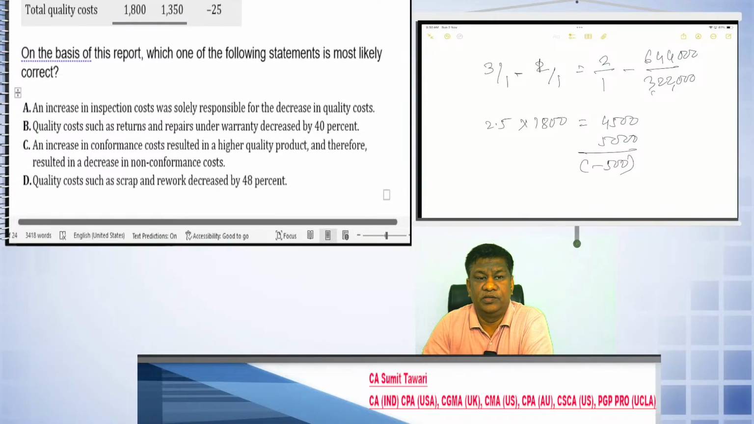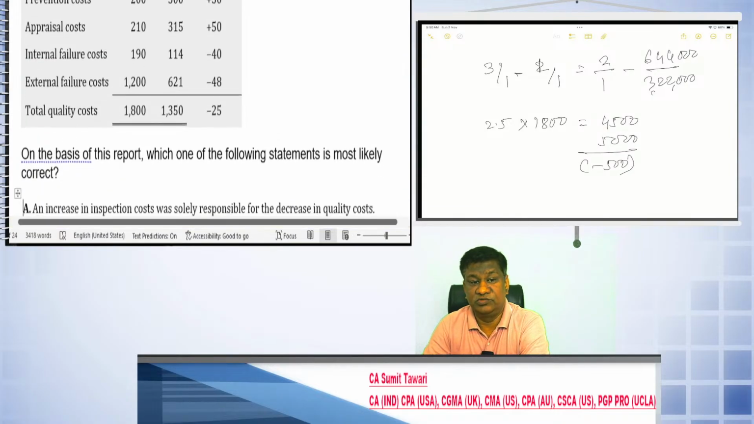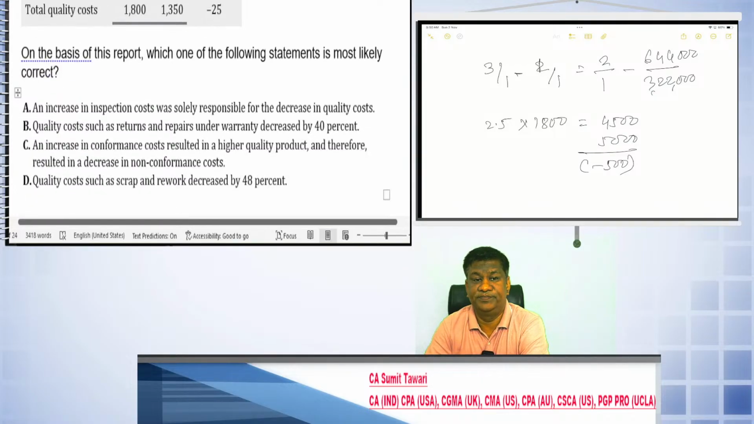Question number 17. Okay. So here, once you can see, there is an increase in expenses of preventive and appraisal cost, and a decrease in expenses in internal failure and external failure. The numbers do not matter. So you just need to keep that in mind.